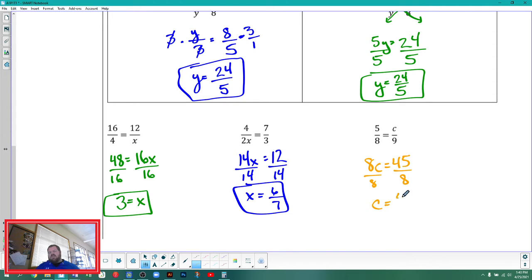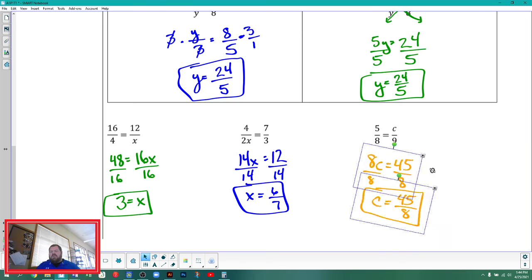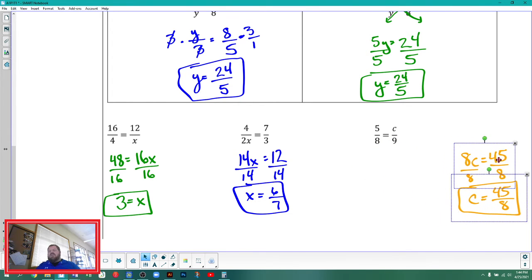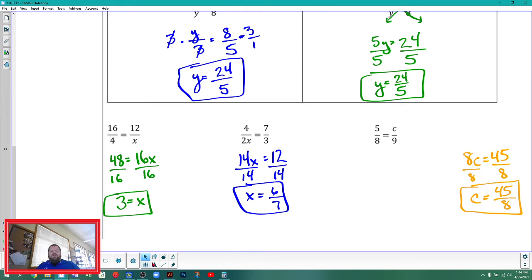And we get C equals 45 over 8. Now that's one way to do this, and that is totally valid. There's nothing wrong with doing this problem that way. But I bring this up because we talked about an easier way, I consider it to be easier. It's less work and thinking to do this problem using just the solving equation strategy.